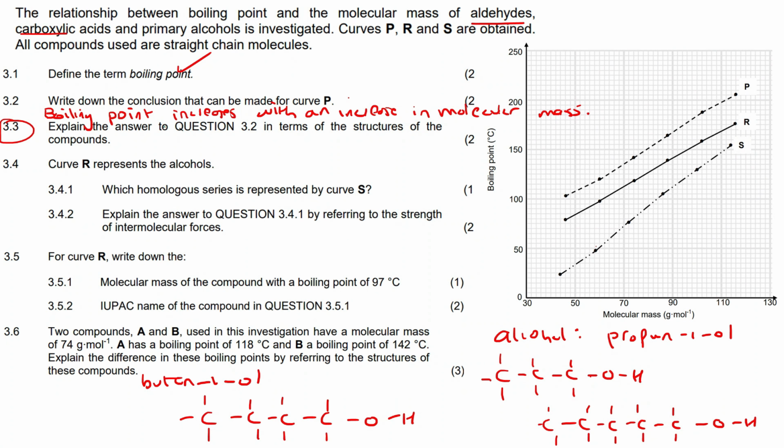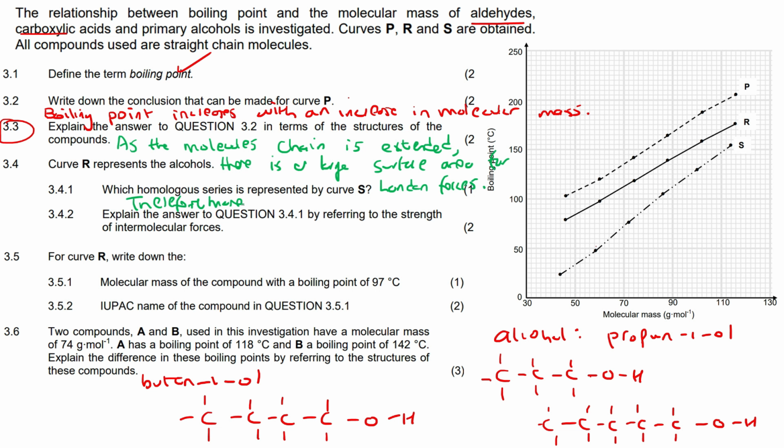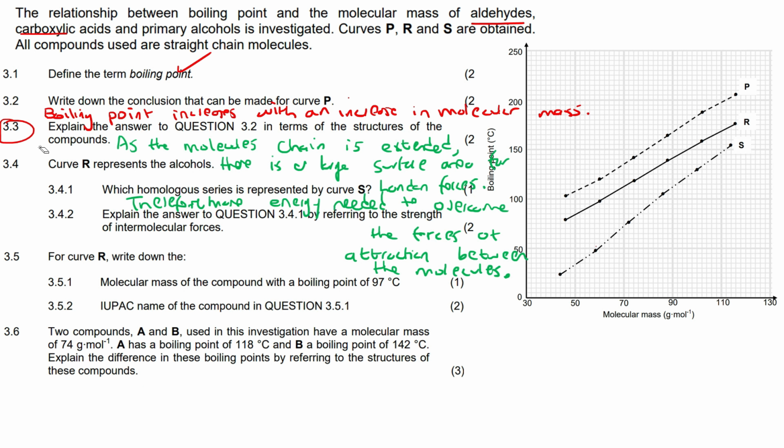So for 2 marks, it says explain the answer to question 3.2. So why is the boiling point increasing with an increase in molecular mass? We can just say, as the molecule's chain is extended, there is a larger surface area for London forces. Then we can say, therefore, more energy needed to overcome the forces of attraction between the molecules.